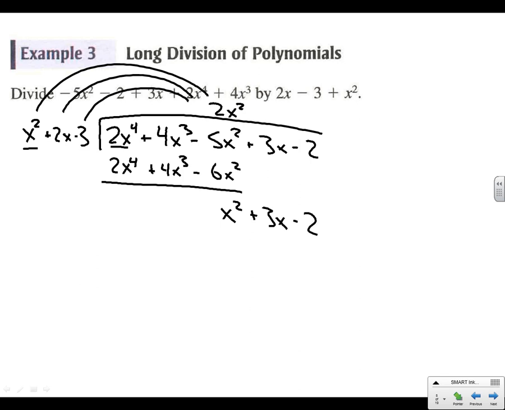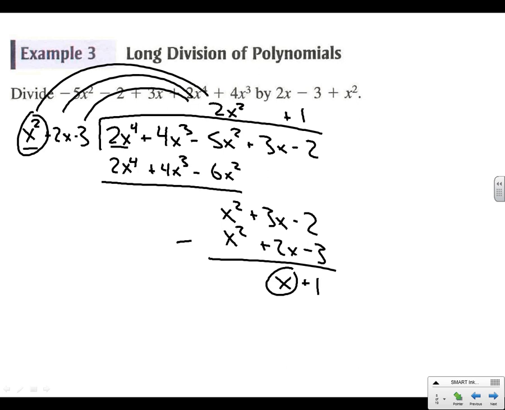All right, so starting over, x squared divided by x squared is just plus 1. So here we're going to come back in, x squared plus 2x minus 3. And we'll subtract this down, and we're going to end up with x, and we're going to get plus 1 here. And at this point, x is smaller than x squared, so we're done dividing, but we do have a remainder.